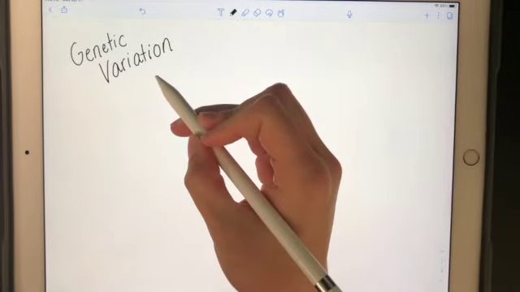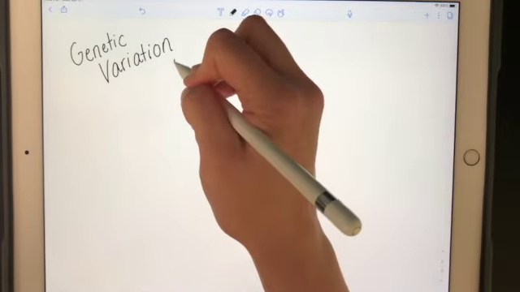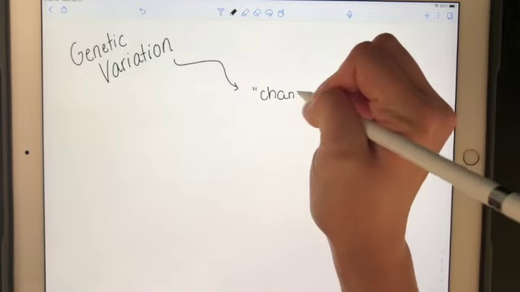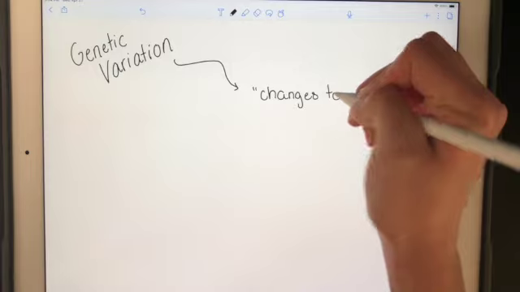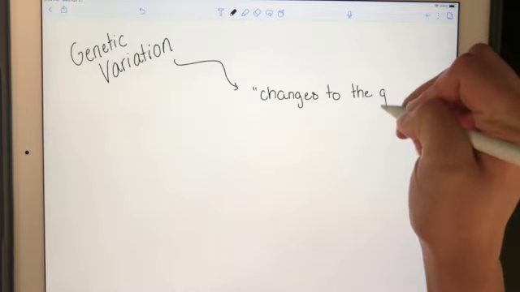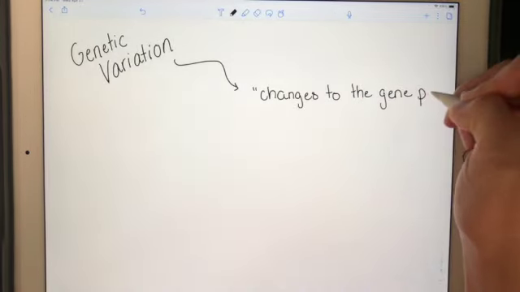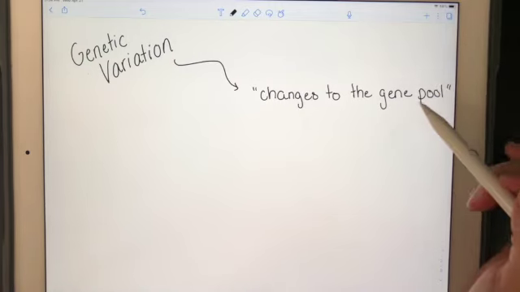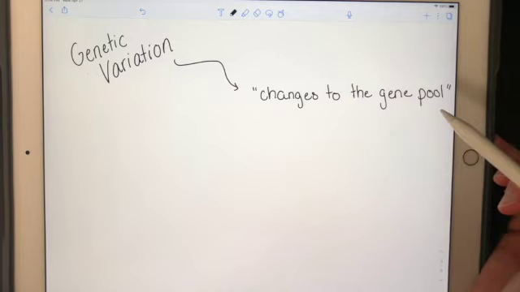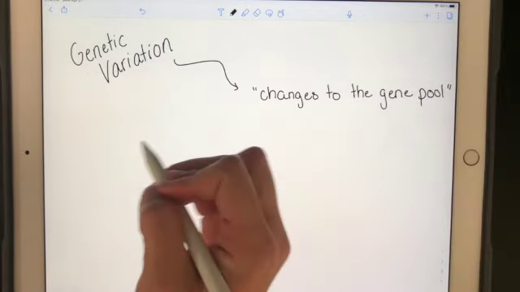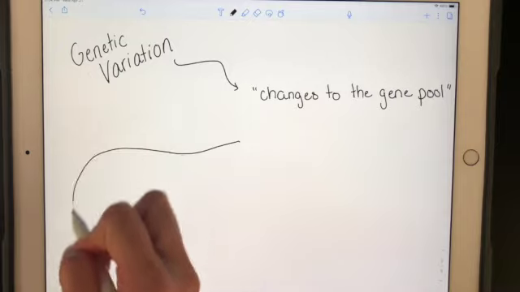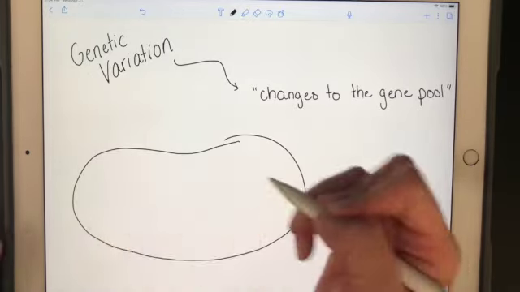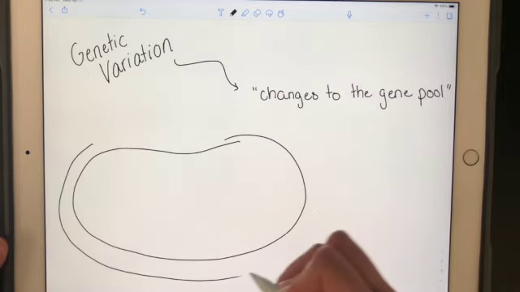When we have genetic variation in a population, we can say that changes have been made to the gene pool. And it literally is spelled pool, like a swimming pool. So you can imagine it as like the biggest summer barbecue you've ever imagined. And this is an in-ground pool because we're bougie.